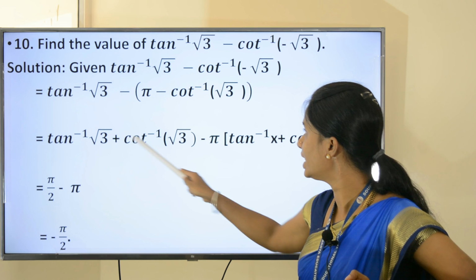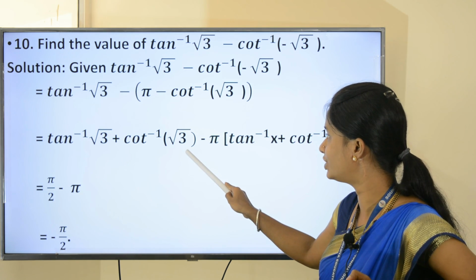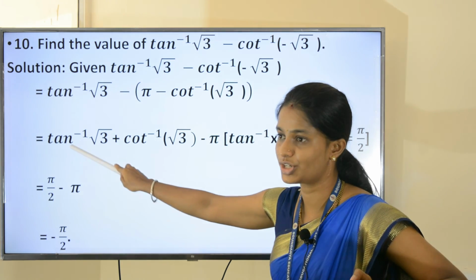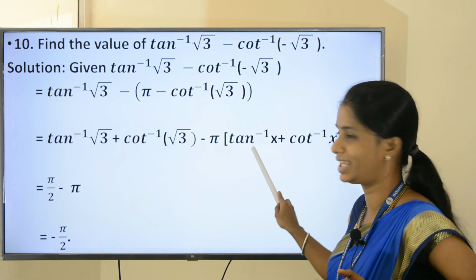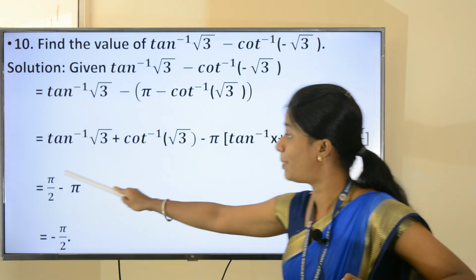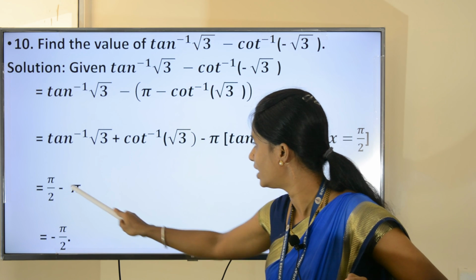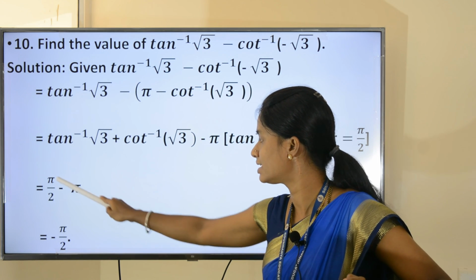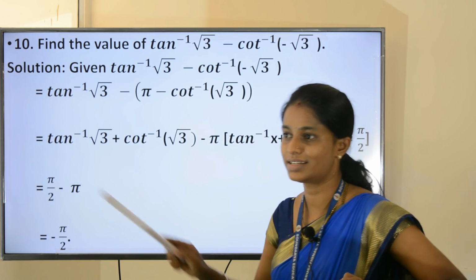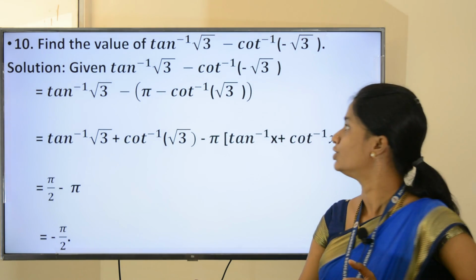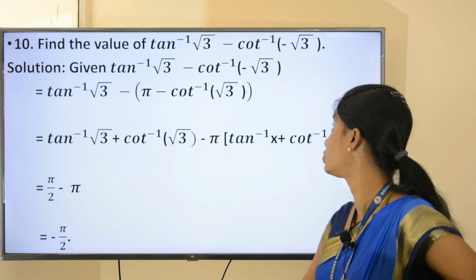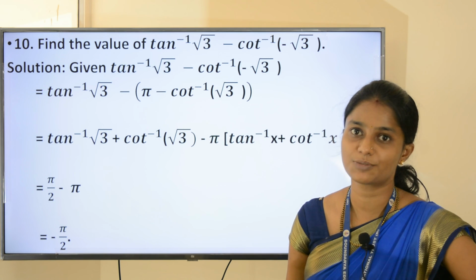Tan inverse root 3 plus cot inverse of root 3 minus pi. So here I can apply the inverse trigonometric property, students. That property is tan inverse x plus cot inverse x can be replaced with pi by 2, so pi by 2 minus pi. What is pi by 2 minus pi? Take LCM, students. Pi minus 2 pi whole divided by 2. So that answer is minus pi by 2. So for the question tan inverse root 3 minus cot inverse of minus root 3, the solution is minus pi by 2.